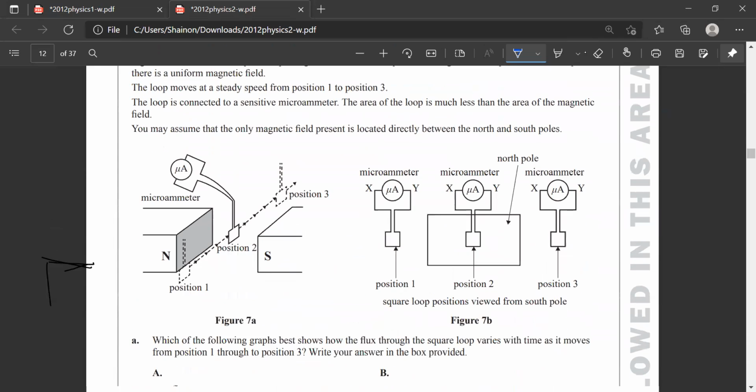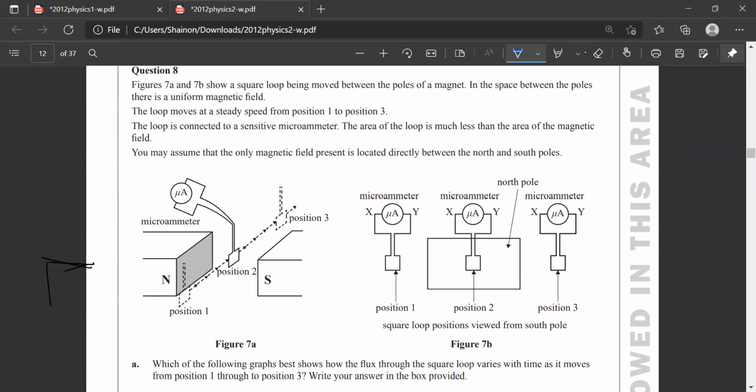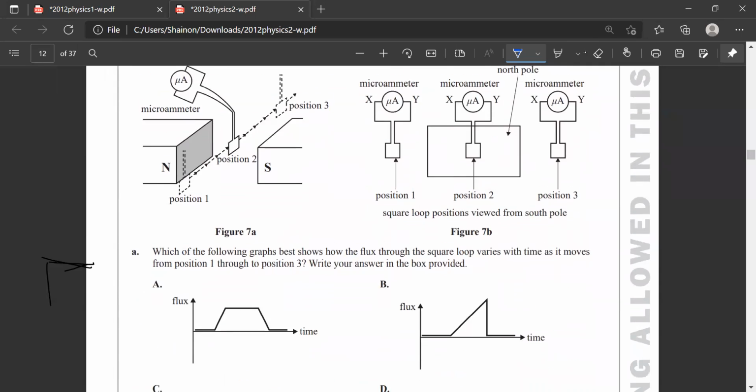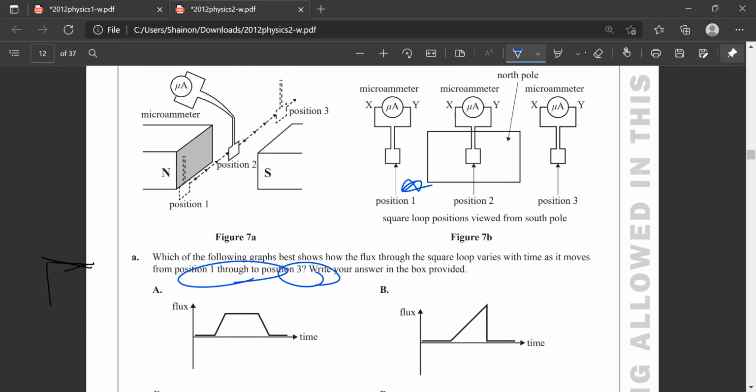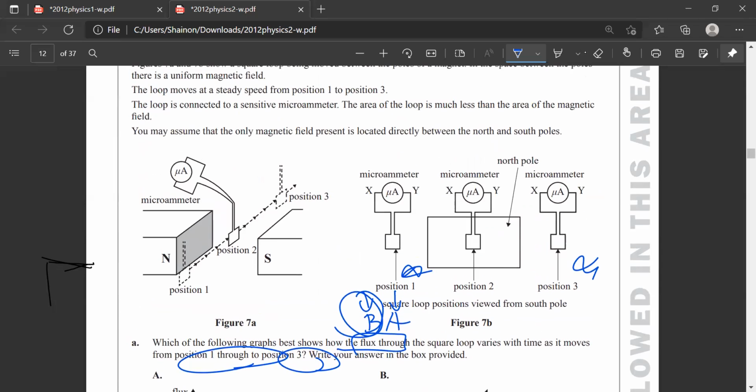Question 8. Moves from position 1 to position 3. So from here to here. We're looking at flux. So BA. Either this one changes with this one, but the area is the same, so it's going to be this one because it's going from here to here.